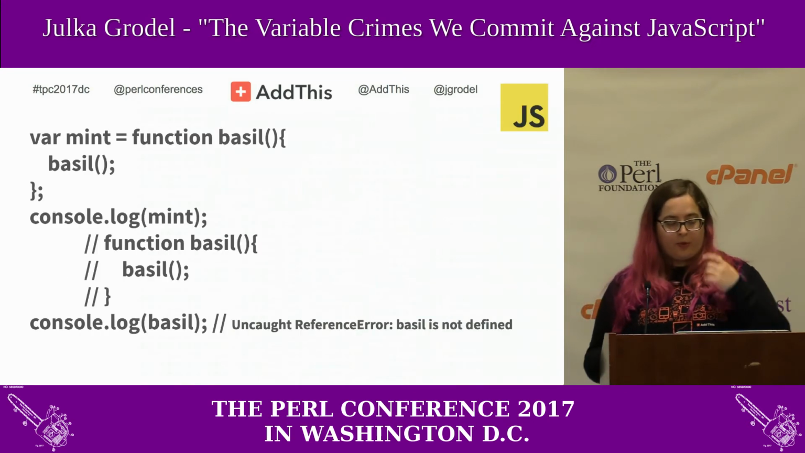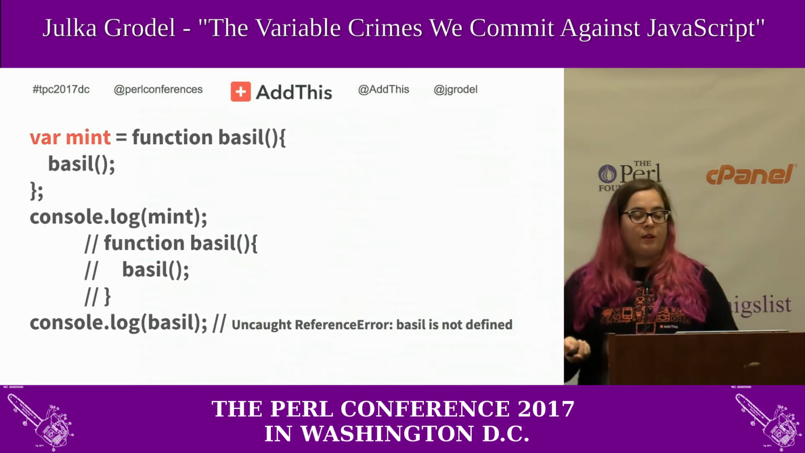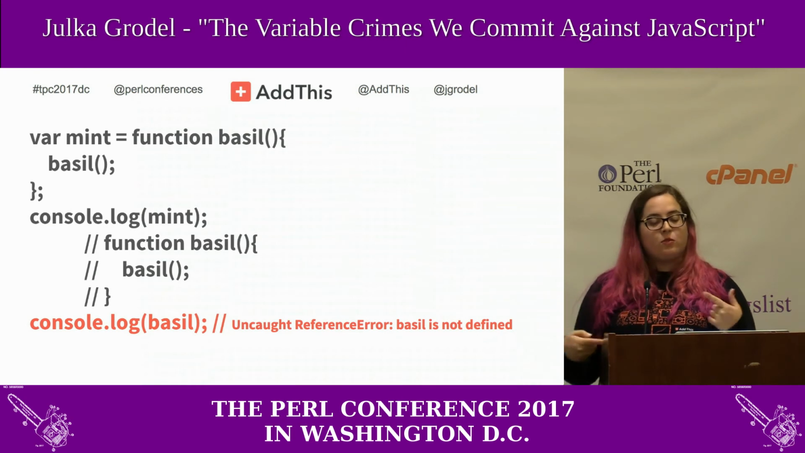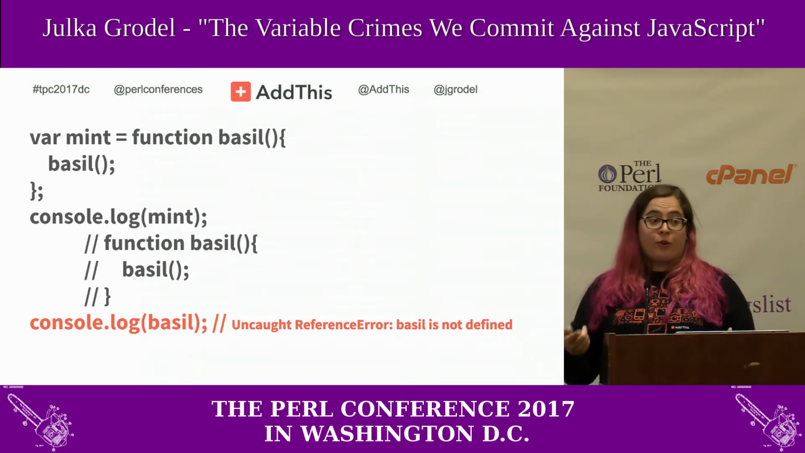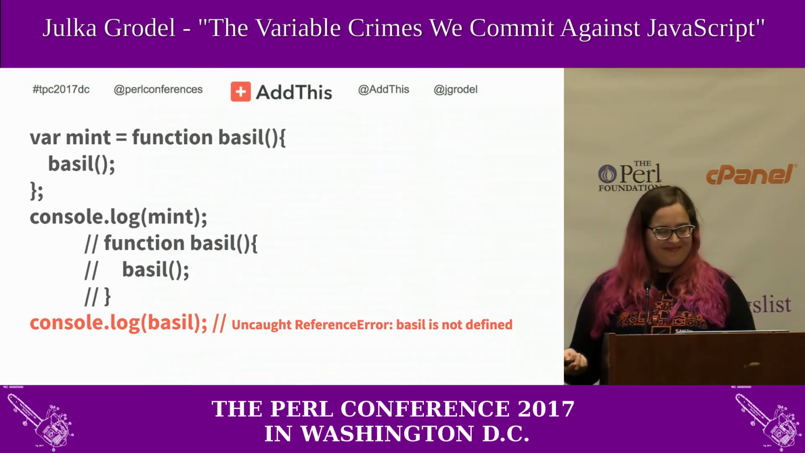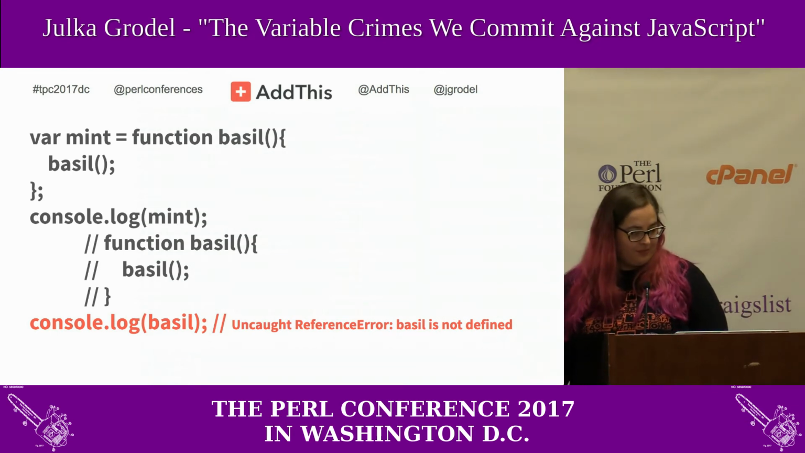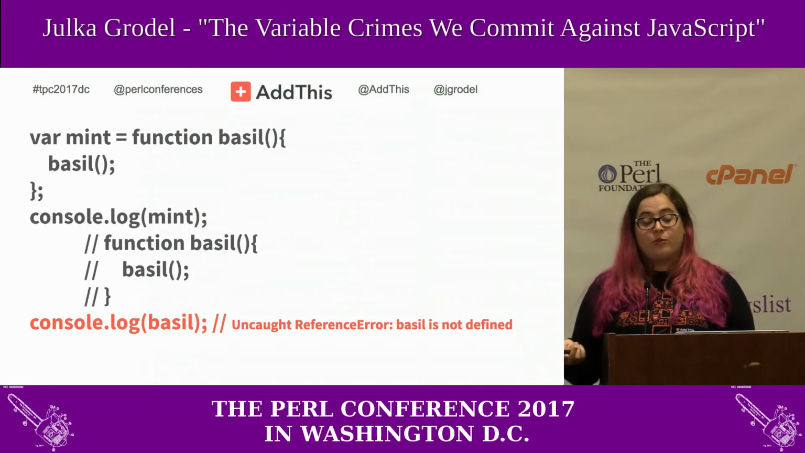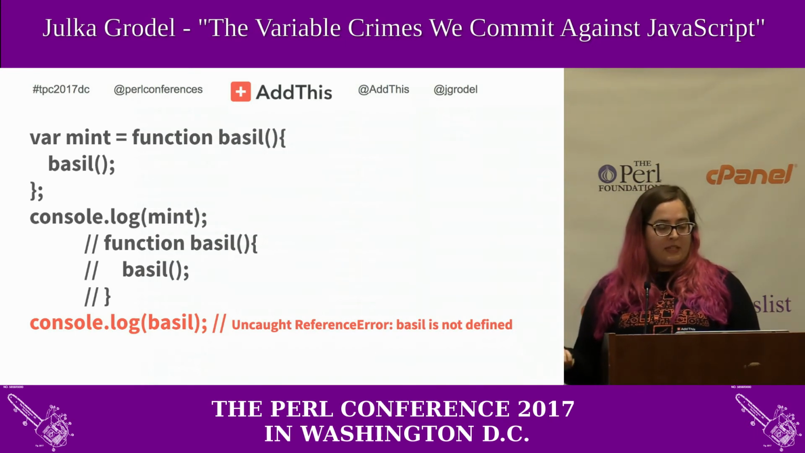And so here's an example of the recursion. I can define a var and have that equal a function Basil. And inside there, I can call Basil. Console logging out Basil will show me that function, but console logging out Basil outside isn't going to be there. And this way, it lets me do some recursion in there. I could have also left off the var there and just used it as the variable Basil.